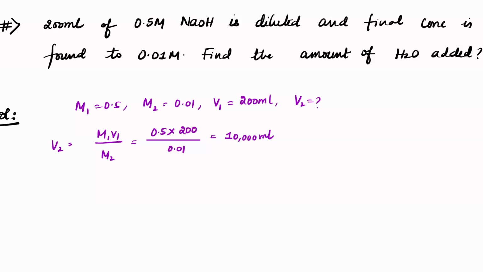If V2 is 10,000 ml, what will be delta V? It will be V2 minus V1. So that is 10,000 minus 200, which is 9,800 ml, or simply 9.8 liters. So we have to add 9.8 liters of water into it.